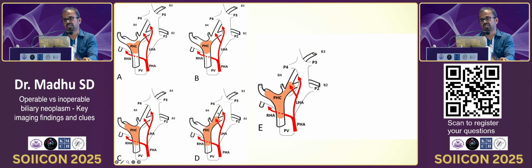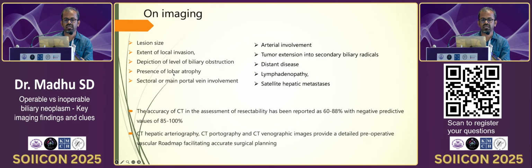So we know the Bismuth classification. This is just the schematic diagram of the same. I don't want to go into the detail. Coming to the imaging, what are all the things we need to assess? Where exactly is the tumor? What is the location of the tumor? Size of the tumor? What are all the ducts it's infiltrating? Right, left duct, the primary duct, secondary ducts? All this information has to be given.